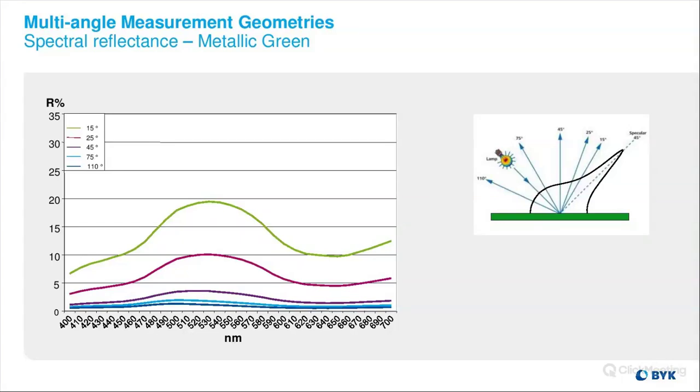But when we get into a metallic green or any type of metallic color, now we're going to see a flop. So as we change our viewing angle from 15 degrees to 25 to 45, 75, and 110, it's going to go from that very light gray or light green to a darker green and eventually a very dark green, almost black. And so we're seeing a color flop and a color difference here.